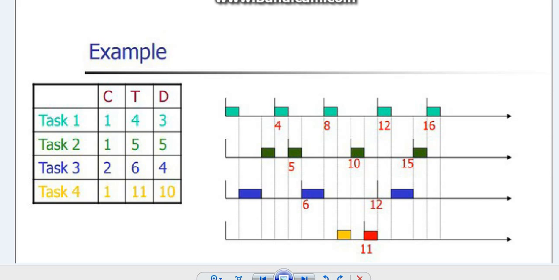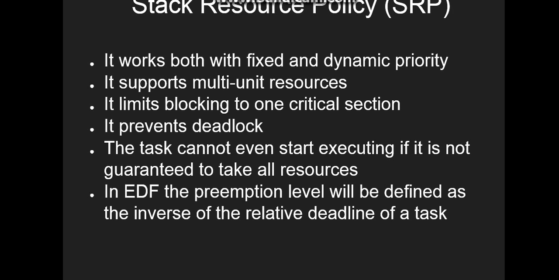Next we move to SRP. So that was all about priority assignment. Now we come to the actual problem statement, which is that we have to allocate resources properly and efficiently to the processes. So in this video we are discussing the stack resource policy, which is quite efficient, and it is a better version of PCP. It works on both fixed and dynamic priority.